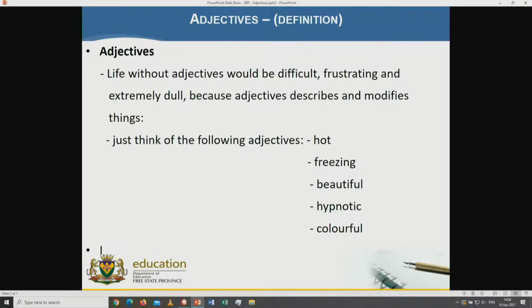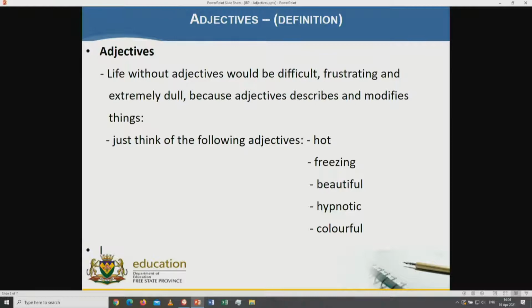Can you attach this adjective to a noun to describe that noun? A beautiful dress, a beautiful car, a beautiful girl, hypnotic. You know, you are caught up by this hypnotic charm. You can say a hypnotic charm. Hypnotic is something that really catches your attention. It's a hypnotic charm. And what about colorful?